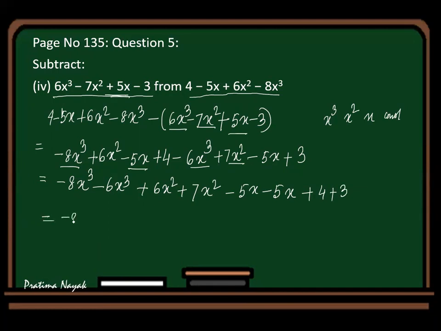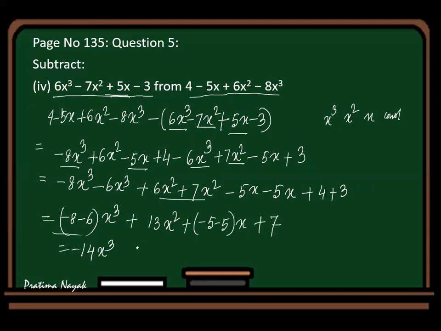So next, minus 8 minus 6 x cube. If we can understand that minus 8 minus 6 becomes minus 14x cube, there is no need of writing this step; you can omit it. Plus 6x square, 7x square makes 13x square. Then minus 5x minus 5x makes minus 10x, plus 7. So minus 14x cube, 13x square, minus 10x, plus 7. So this is the answer.